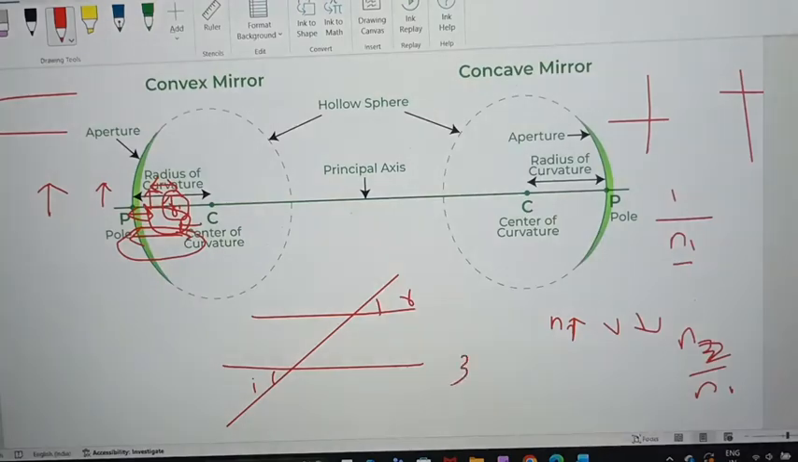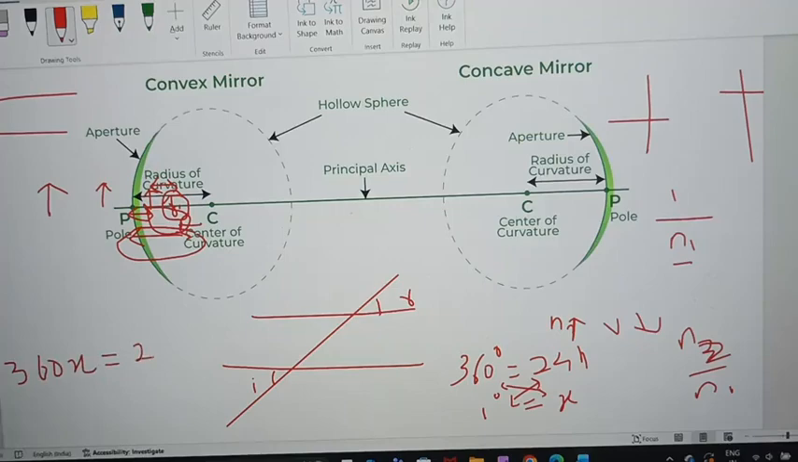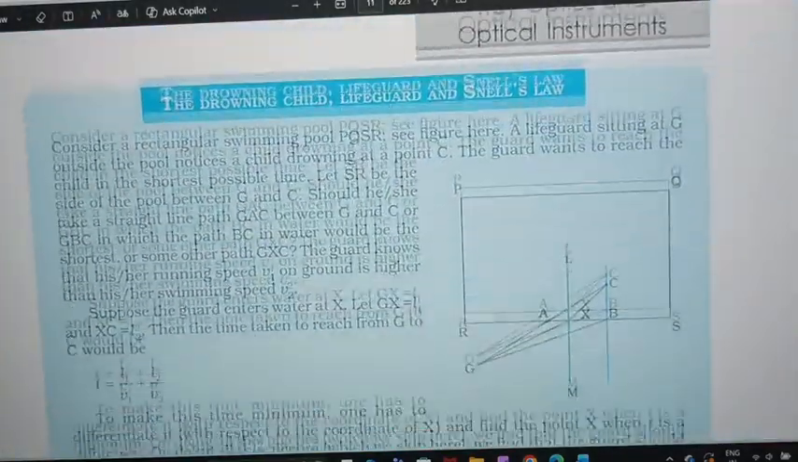For 360 degrees, it is 24 hours. You have to calculate for 1 degree, which you don't know. So write it as x. What will you do? You will do cross multiplication. When you do cross multiplication, 360 into x will be equal to 24 into 1, that is 24. So what will be your x? 24 divided by 360. So that is the thing.